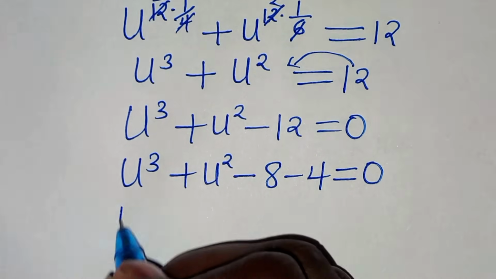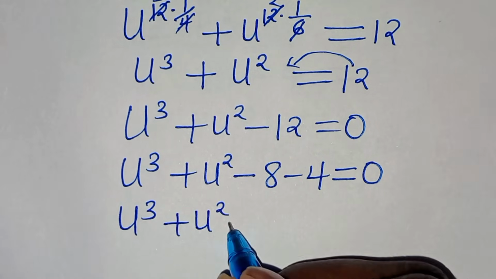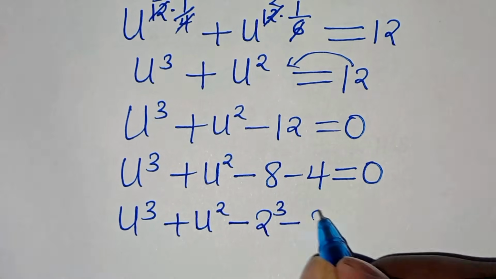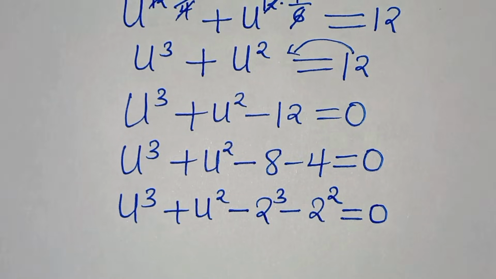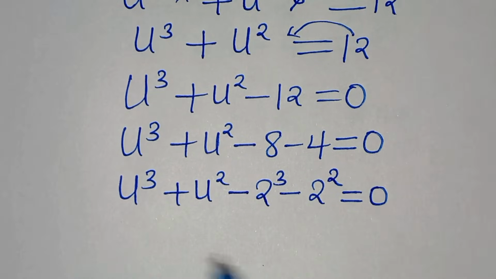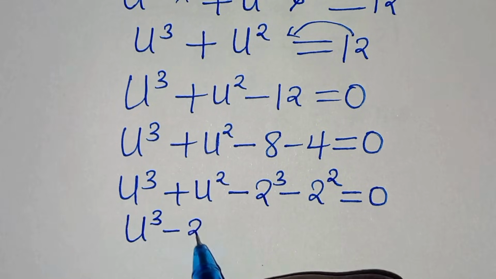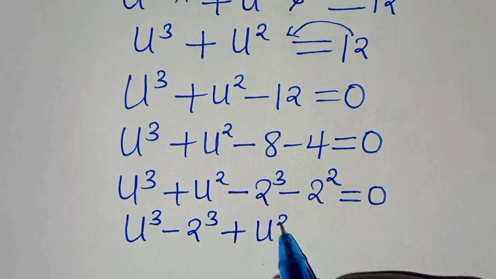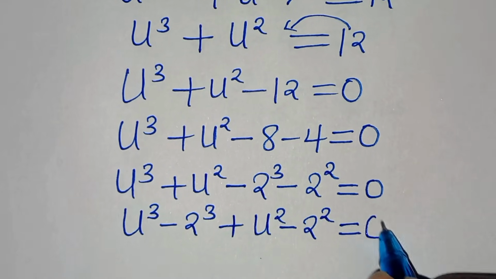So this is u to the power of 3 plus u to the power of 2 minus 8, which is 2 to the power of 3, minus 4, which is 2 to the power of 2. This is equal to 0. So this is u to the power of 3 minus 2 to the power of 3, then plus u to the power of 2 minus 2 to the power of 2. This is equal to 0.